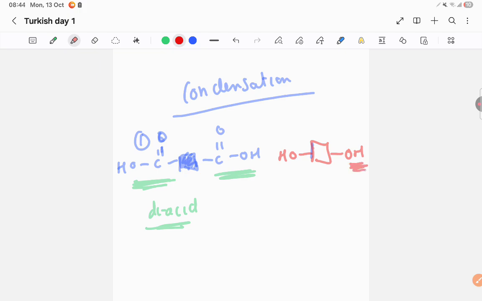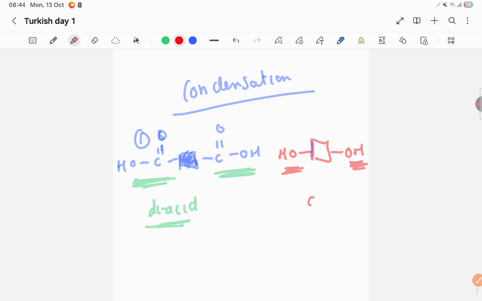Do you recognize this functional group? That is an alcohol, so it's a diol. It's a dialcohol. A diol or a dialcohol, right?